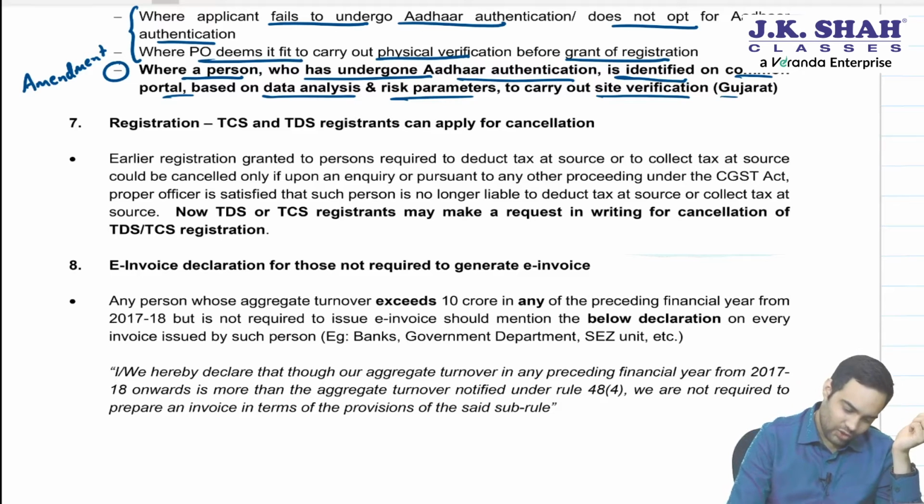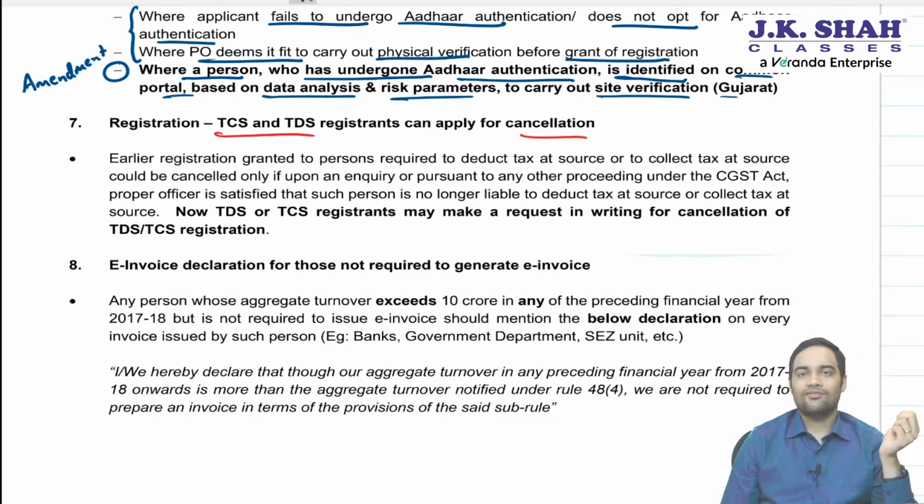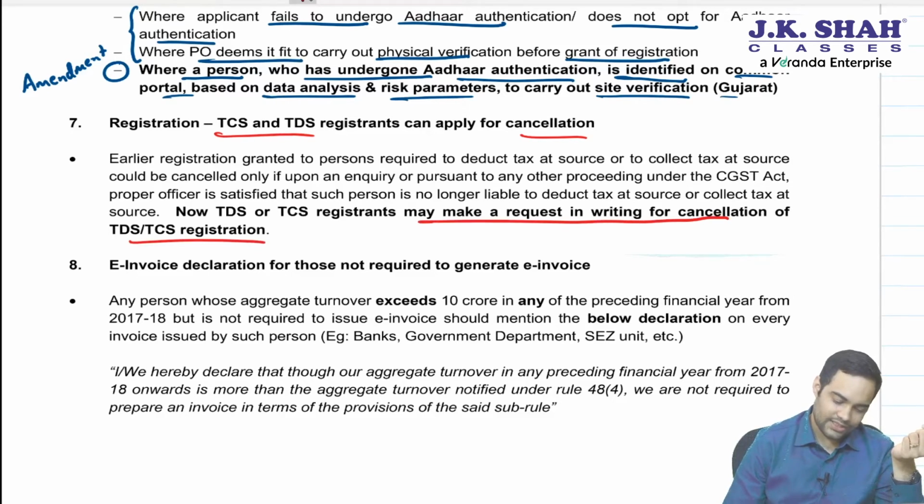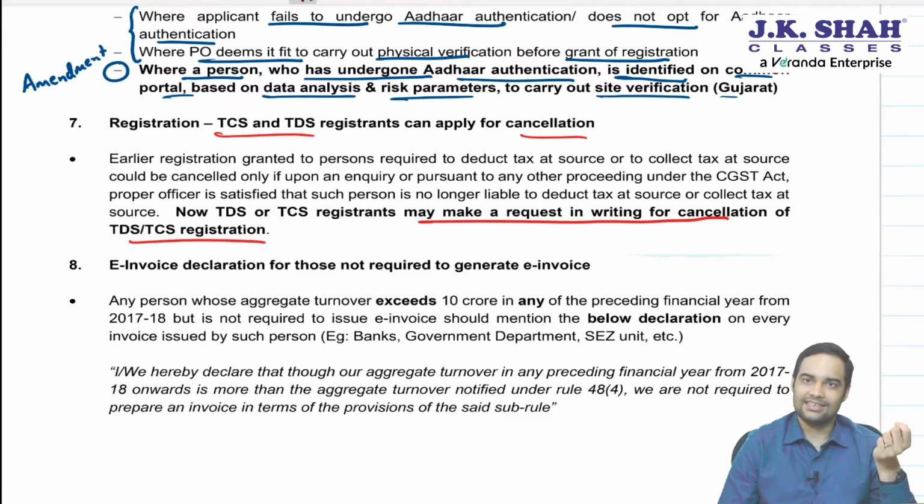Earlier, there was no tool available for applying for TDS TCS cancellation. Which TDS TCS? TDS, which is made by a government department, and TCS, which is to be collected by an e-commerce operator. So if you had taken a TDS or TCS registration, you could not voluntarily apply for cancellation. Now can you do so? Yes, the law has been amended saying that now you can make a request for TDS TCS cancellation.